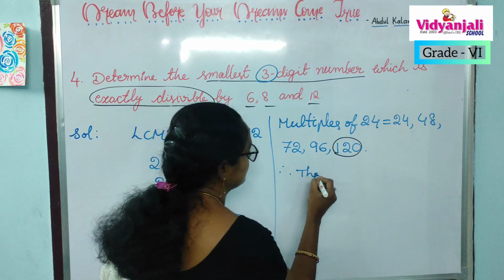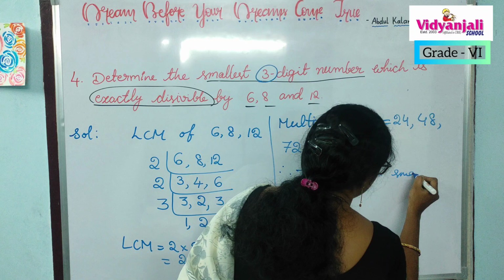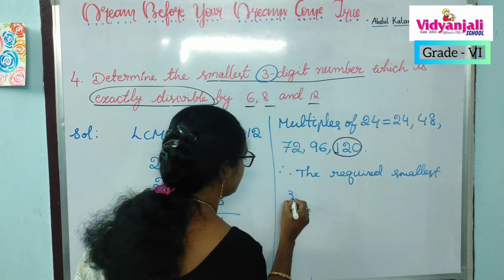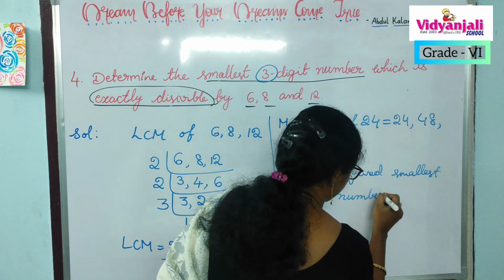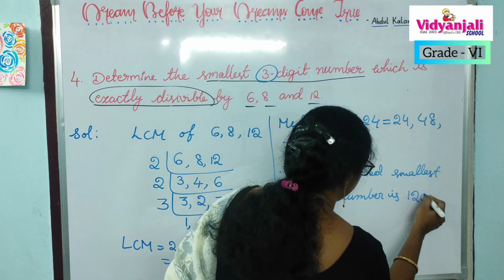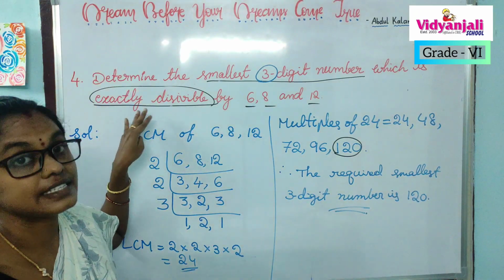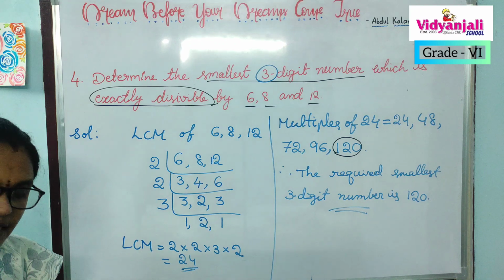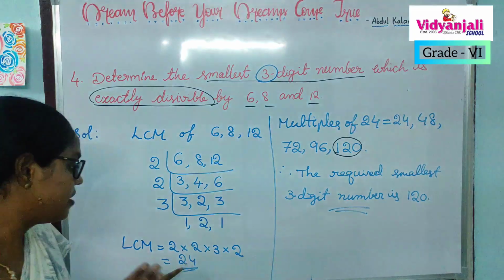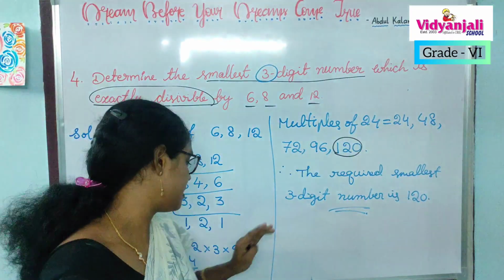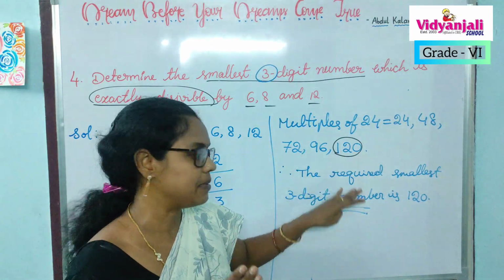Therefore, the required smallest 3-digit number is 120. Okay. See once again, children. When you want to find the number which is exactly divisible by, we have to find the LCM. After finding the LCM, as we didn't get a 3-digit number, we have to write the multiples of this LCM 24 until we get the smallest 3-digit number. That will be the required number.